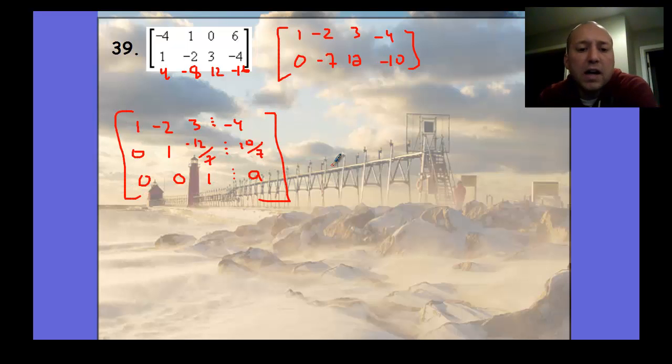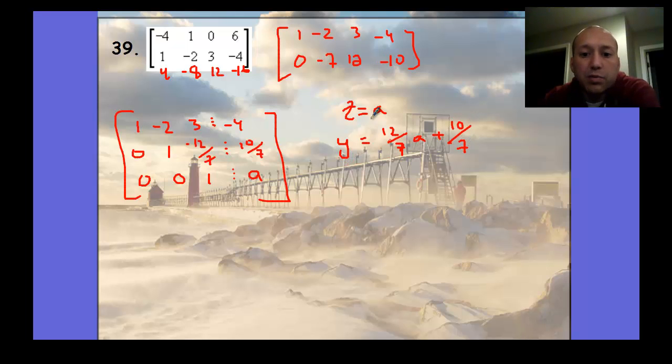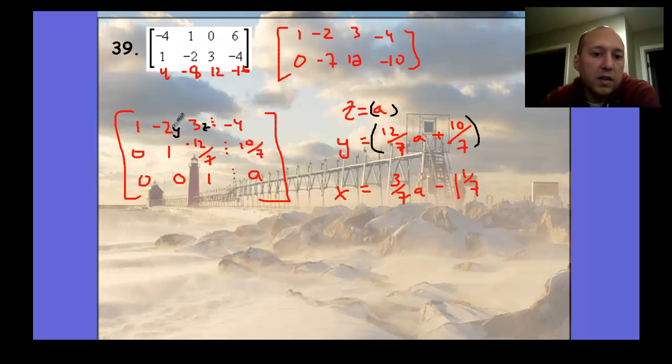And then we can back substitute that. So we know z is a, so then y is going to be 12 sevenths, and I'm adding it to both sides, y is positive 12 sevenths a plus 10 sevenths. And I need to plug both of those back into the first equation to find our x value. So you get 3 sevenths a minus 1 and 1 seventh for x, and that's again plugging in. We plug in this y value for the y, and plugging a in for the z, and that's in this equation.